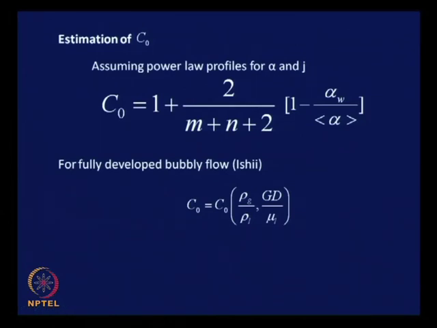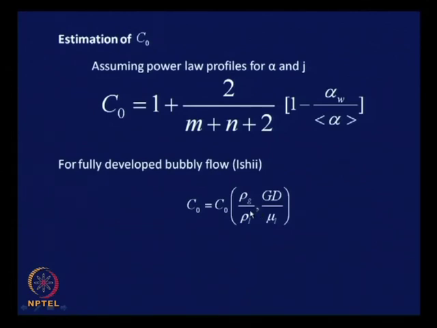Several researchers have worked on different aspects of the drift flux model and how to find out C0, and several researchers have proposed different values of C0. Some people have said that C0 is a function of density ratio as well as the Reynolds number.